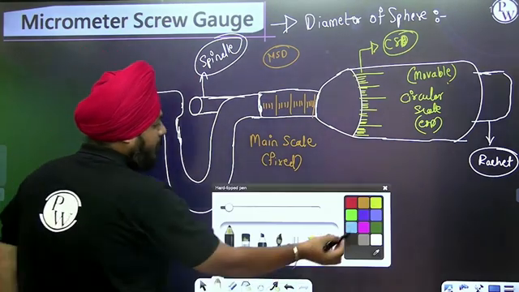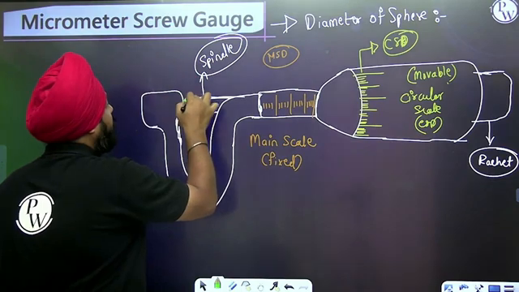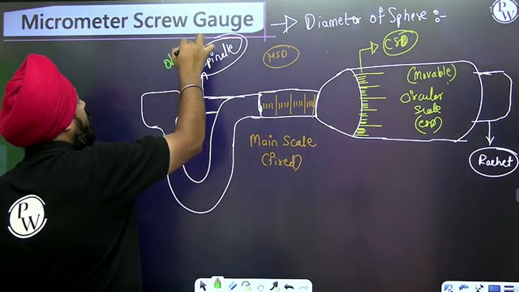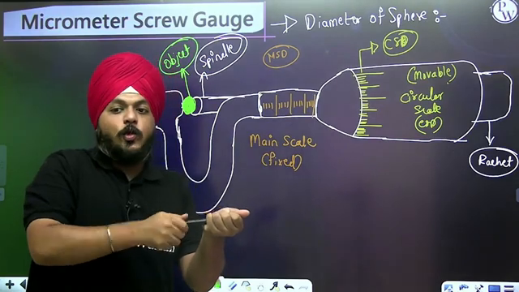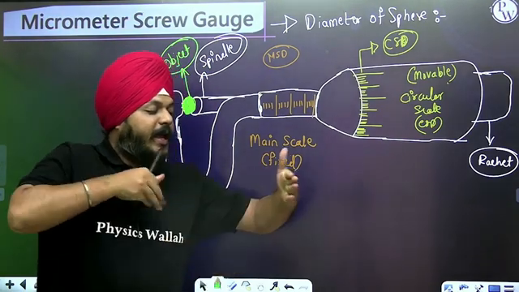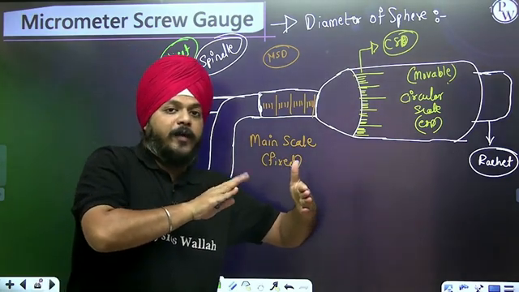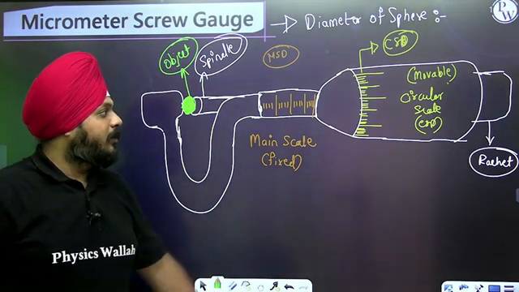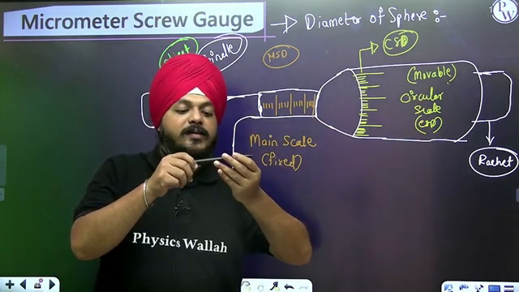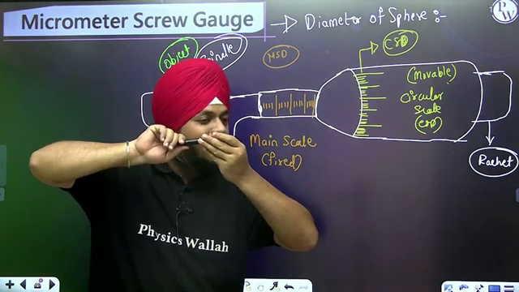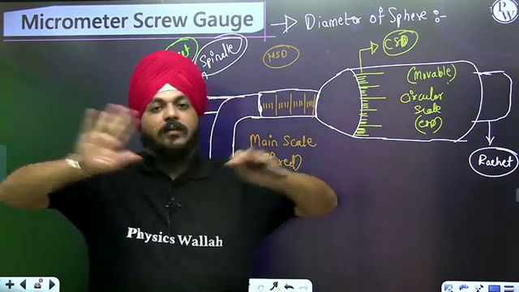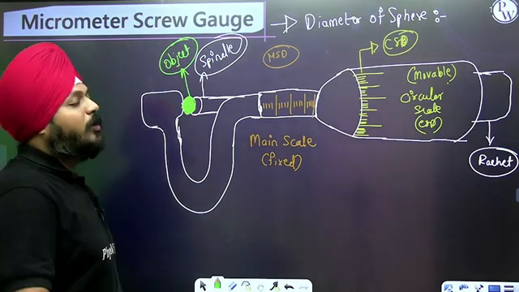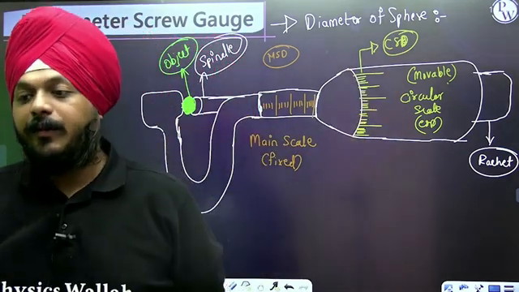Here the object is kept to measure the diameter. With the help of the ratchet, it is slowly rotated, and the spindle moves forward and grabs the object. If you have seen the experiment, the lab assistant always used to say, when you hear 3 times, tuck, tuck, tuck, things are fixed. Beyond this, error is going to come. Those who have appeared for experiments might be aware of this.